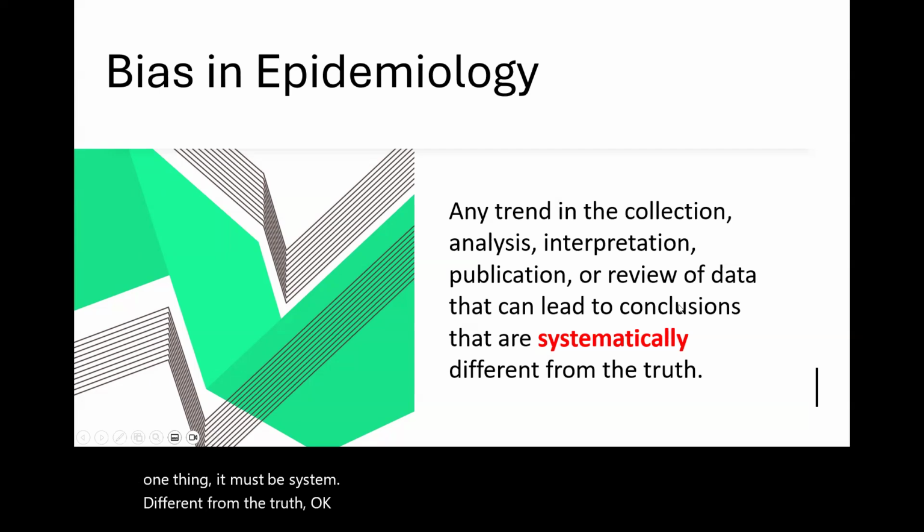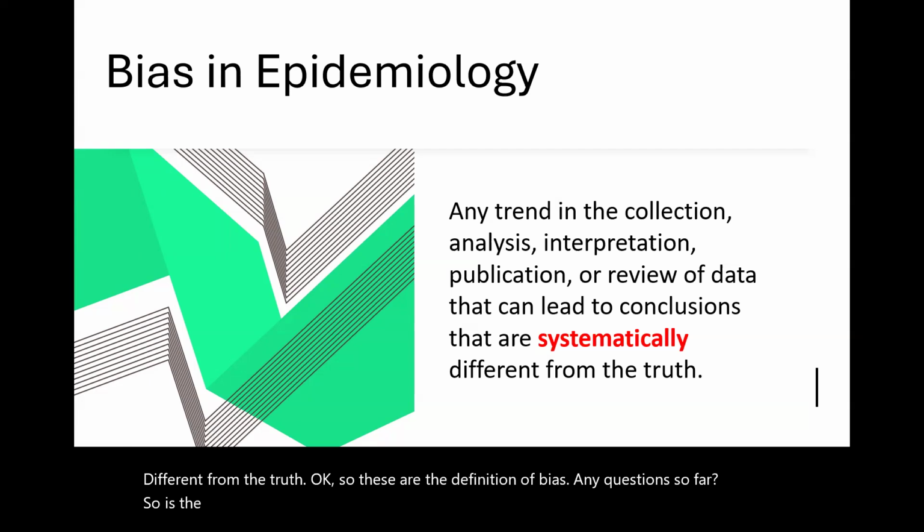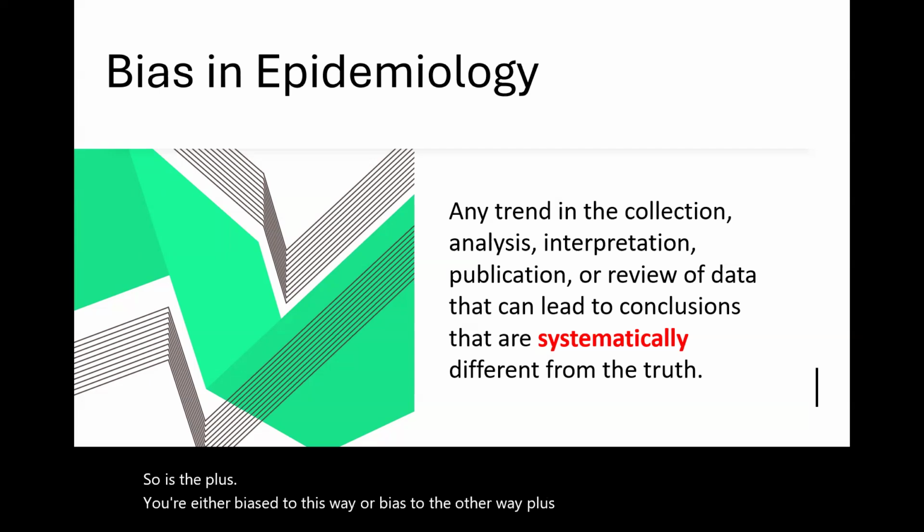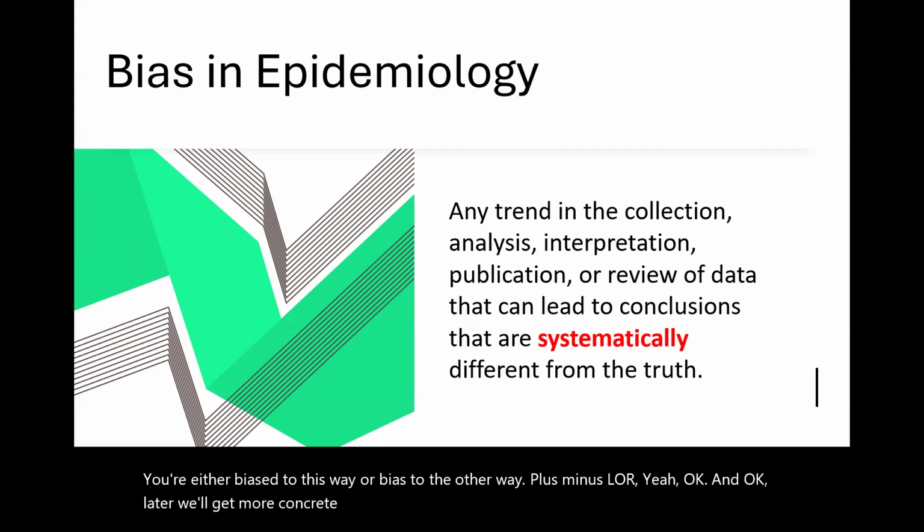Okay, so these are the definitions of bias. Any questions so far? So it's either biased this way or biased the other way, plus or minus. Yeah, okay. Later we'll get more concrete examples. Any questions? Move on.